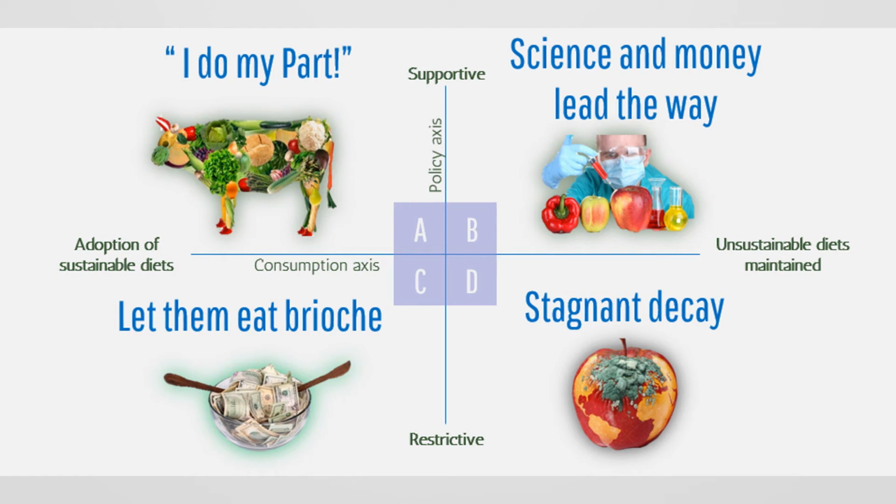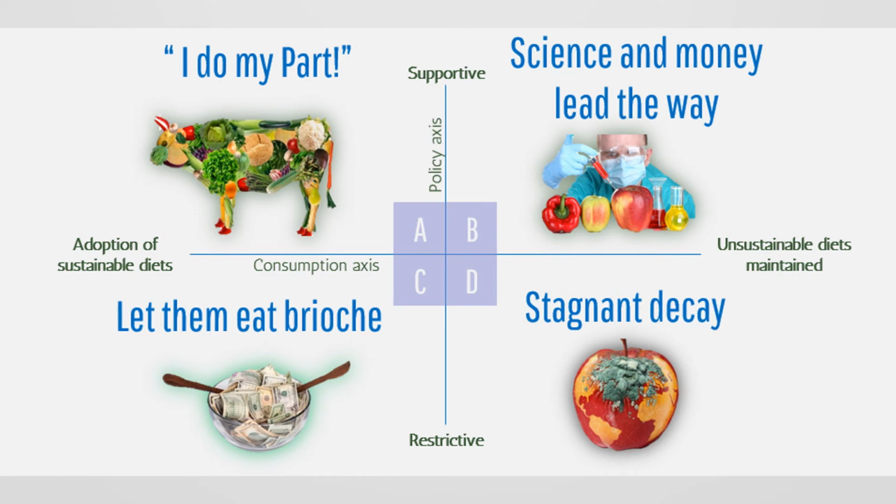The horizontal axis is called the consumption axis, which relates to the consumption patterns of humans. The scenarios on the left mean the consumption pattern will improve compared to today, while for the ones on the right, it will remain the same.